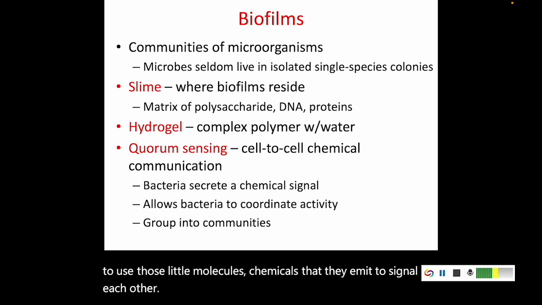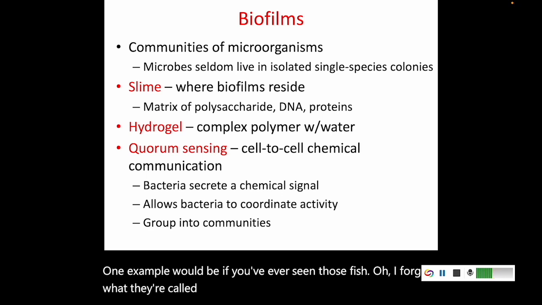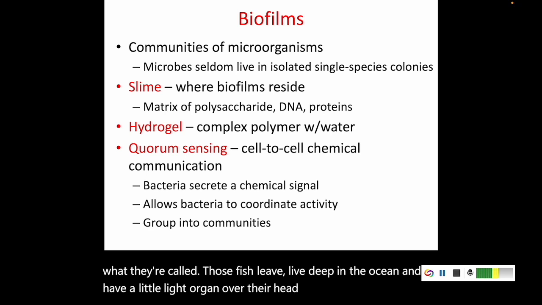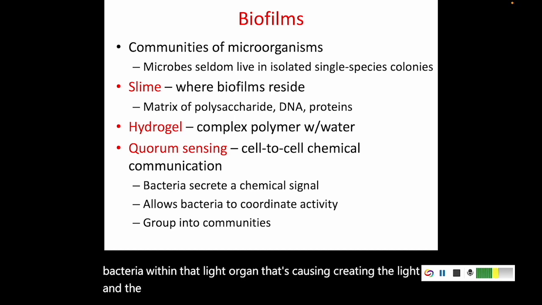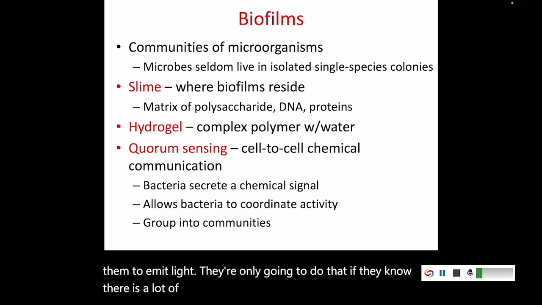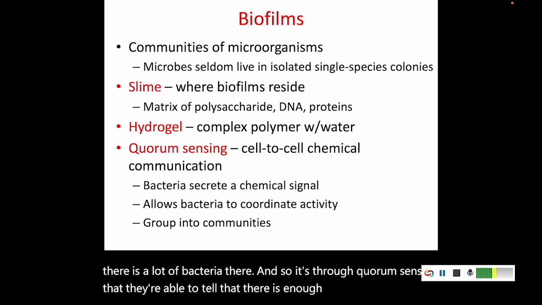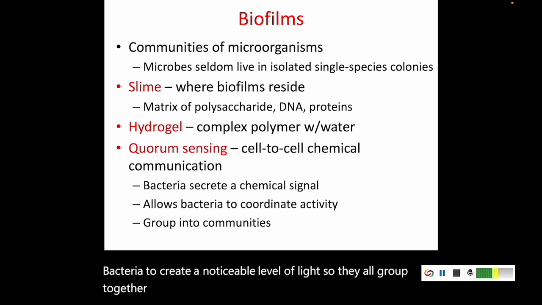One example would be if you've ever seen those fish, I forget what they're called, those fish that live deep in the ocean, and they have a little light organ over their head that can light up. It's bacteria within that light organ that's creating the light. It takes a lot of energy for them to emit light. They're only going to do that if they know there is a lot of bacteria there. And so it's through quorum sensing that they're able to tell that there is enough bacteria to create a noticeable level of light. So they all group together and turn on their light together.